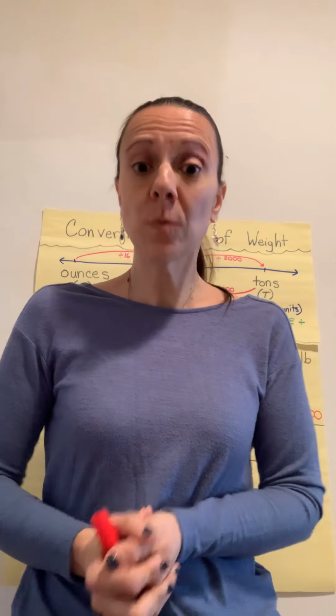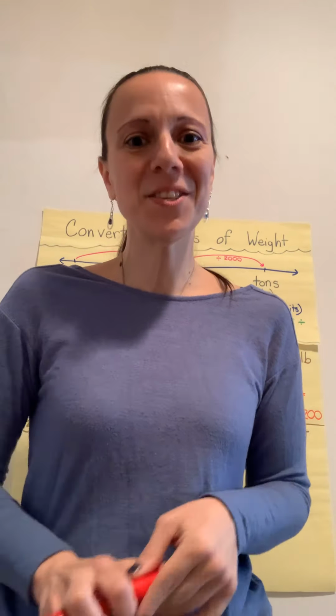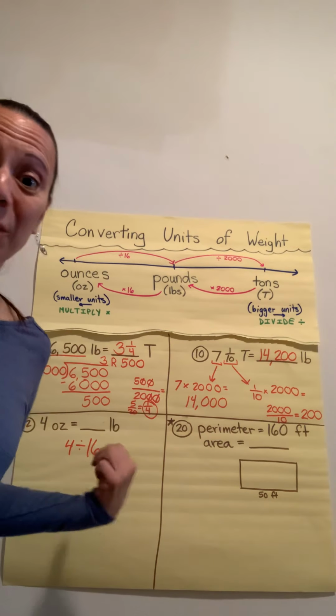Oh no, that's one of those problems where the dividend, that first number, is smaller than the divisor. Now we know what that means. That means that my answer is going to be less than 1. Let me think about if that's reasonable. Yes, I guess that does make sense because we're only starting with 4 ounces.